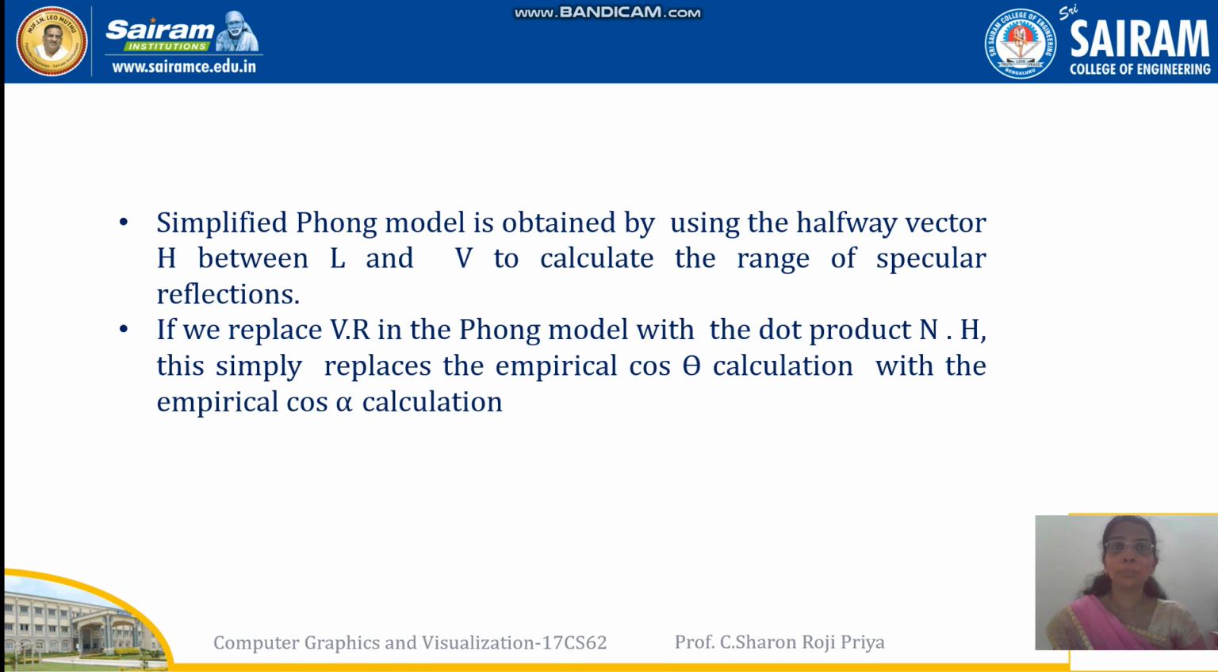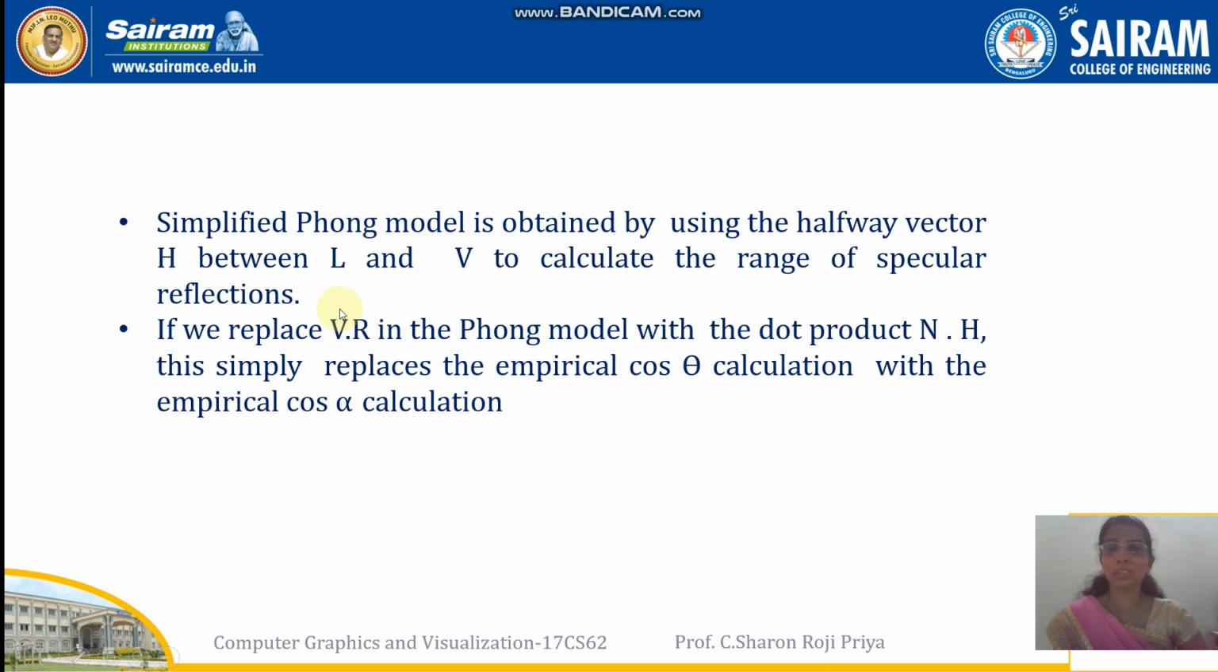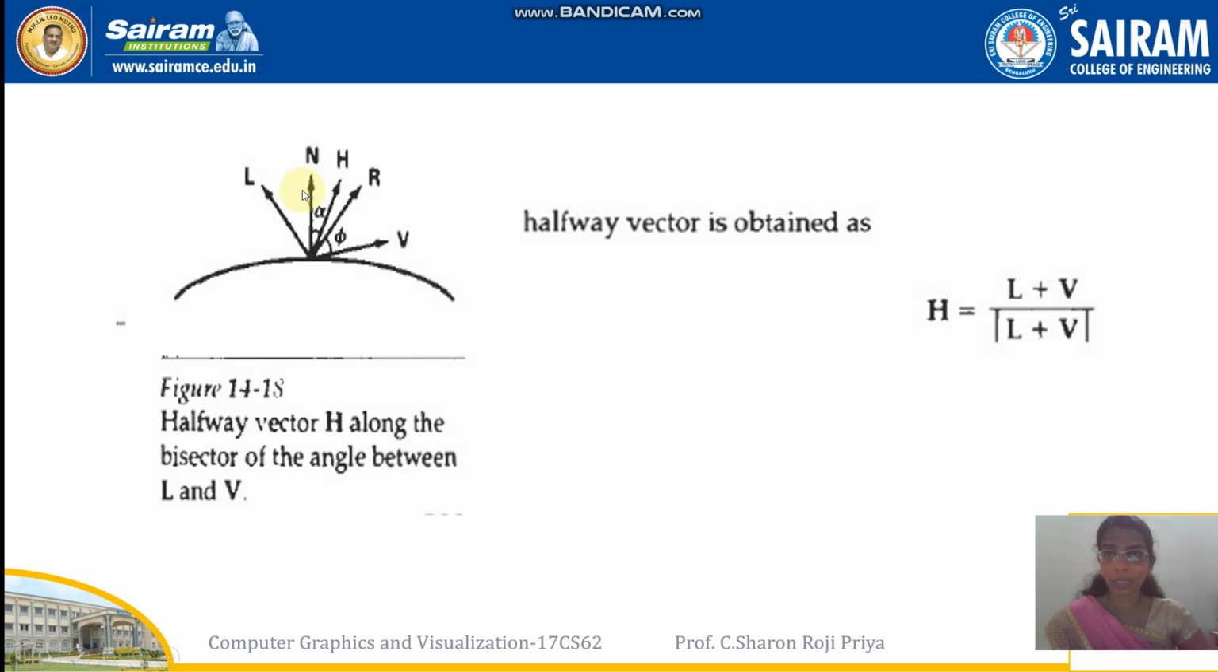Now I'll write the simplified Phong model by including a halfway vector H between L and V. Instead of writing V dot R, where alpha is the angle between N and H, I am supposed to write N dot H. So in the Phong equation, V dot R will be replaced by N dot H, and cos phi will be replaced by cos alpha. The angle between N and H is alpha.